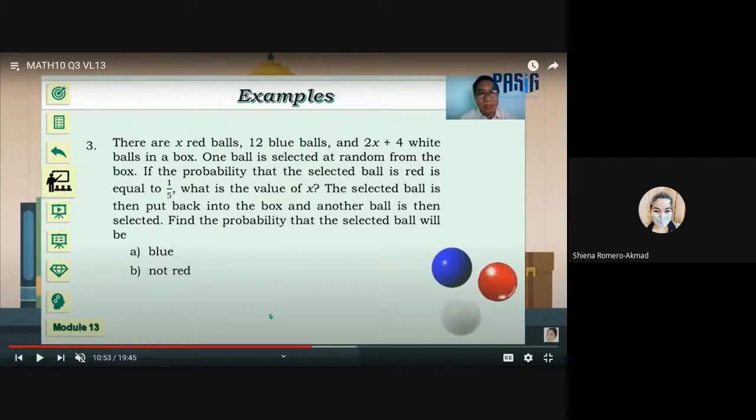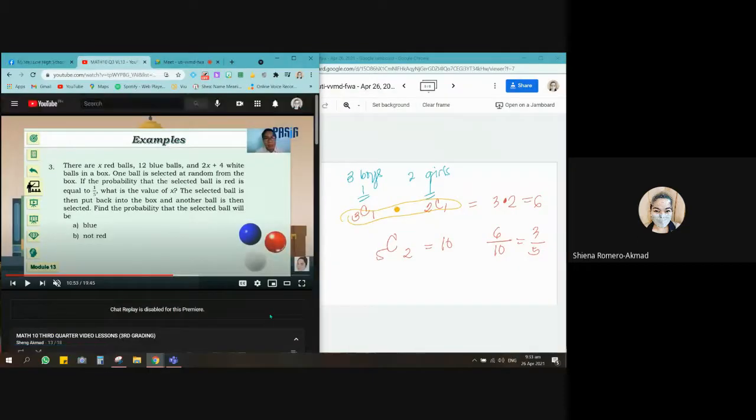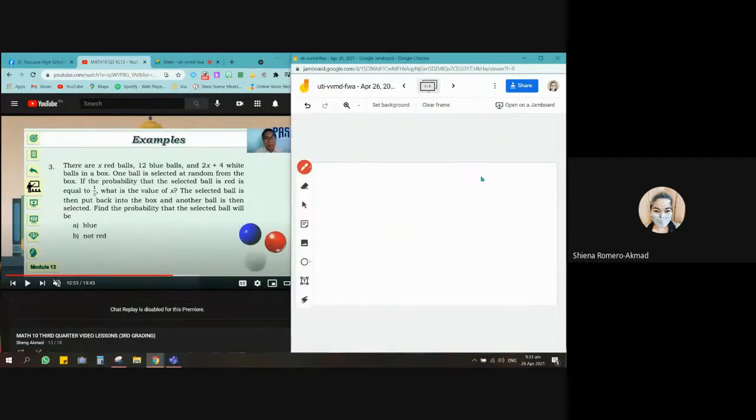So we have to find the probability is blue. So paano natin yung gagawin? Ano muna yung gagawin natin? Hanapin muna natin yung value ng x. So what is the value of x? Let us first identify ano muna yung mga values. Or ilan muna yung red, ilan yung blue, at ilan yung white.